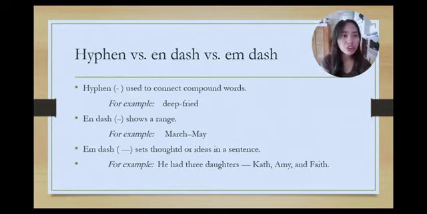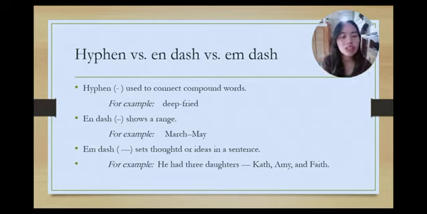So the en dash. You have noticed that the en dash has a longer line compared to the hyphen. So the en dash shows a range. For example, March to May. So you will use an en dash to indicate a range, or else in numbers, 20 to 40, like that.